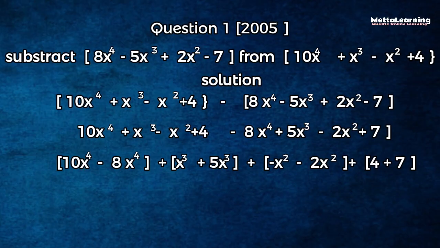Having added these together, we'll be having this as our final answer since we cannot further add any terms together. We'll be having 2x^4 + 6x^3 - 3x^2 + 11 as our final answer for the subtraction of polynomials.